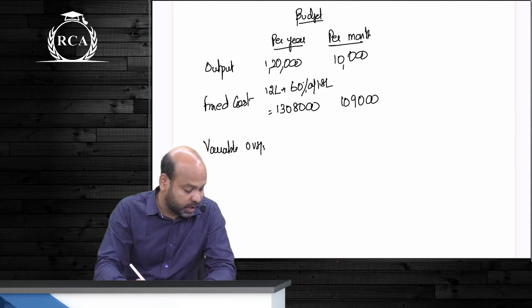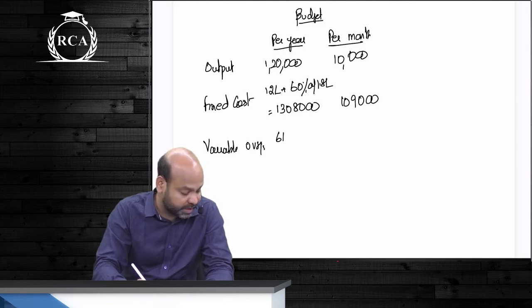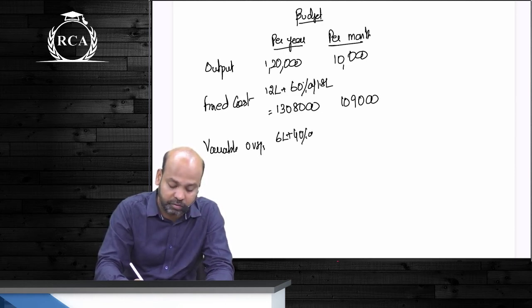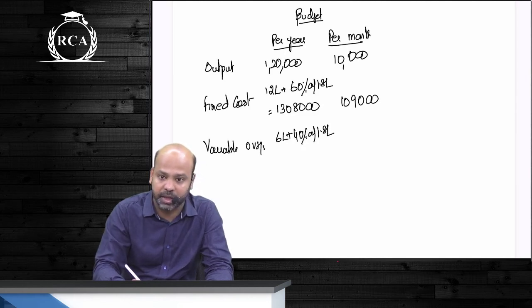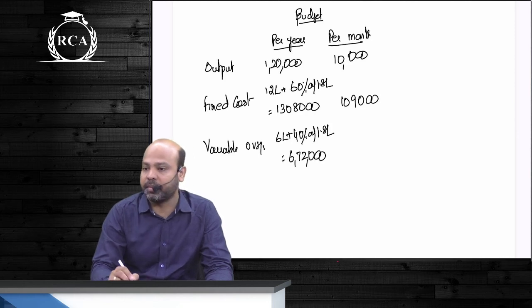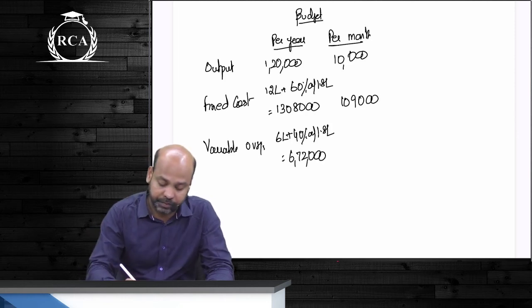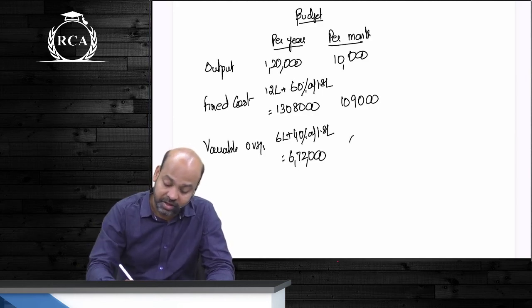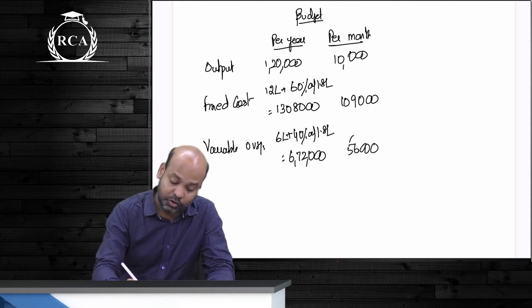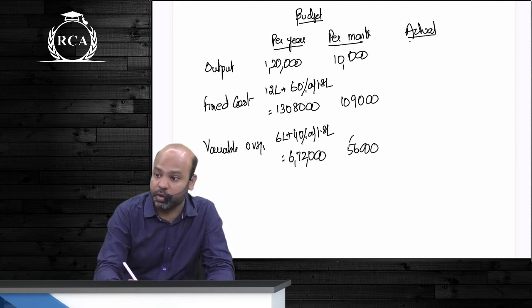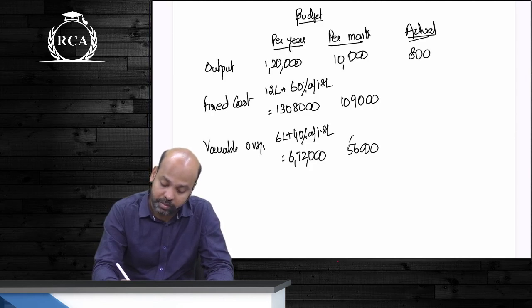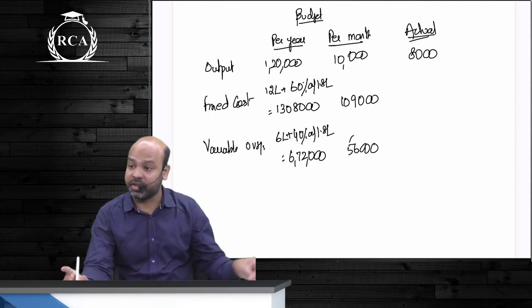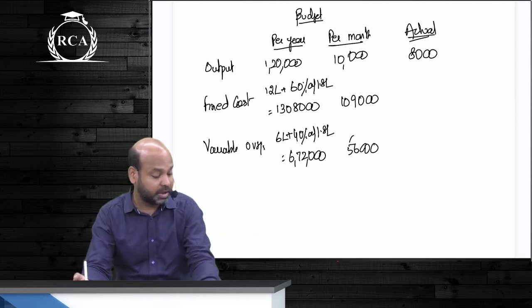Variable overheads, beta, as per the budget, they were supposed to be 6 lakhs, plus you will add 40% of 1,80,000. How much will that be, guys? 6,72,000. You divide that by 12 months, beta, and arrive at the answer. 56,000, guys. Actuals mein, beta, what is the amount of output, guys? 8,000, beta. Actual fixed overheads mein bhi tumhare ko 60 or 40% lena padega, guys. How much is your fixed cost, beta?